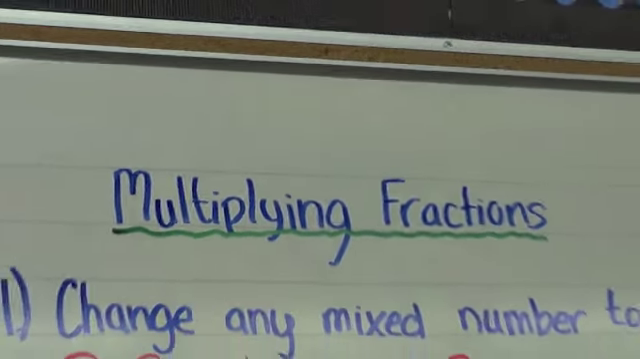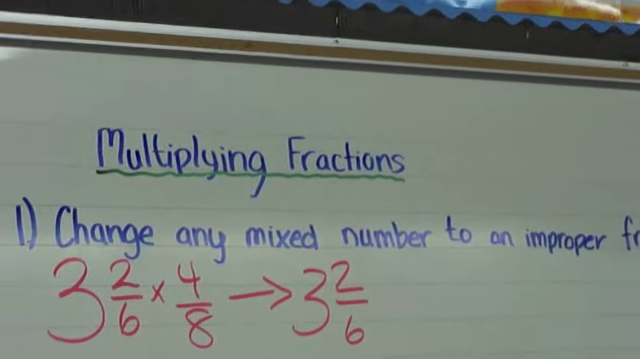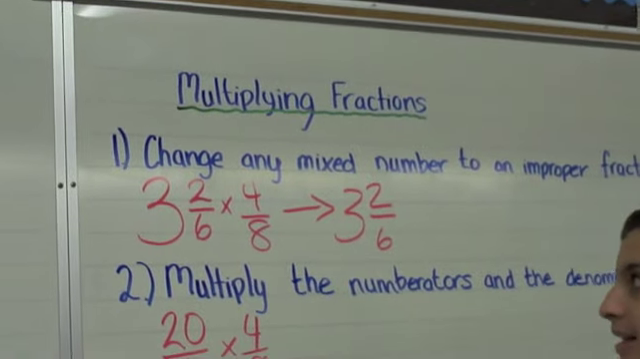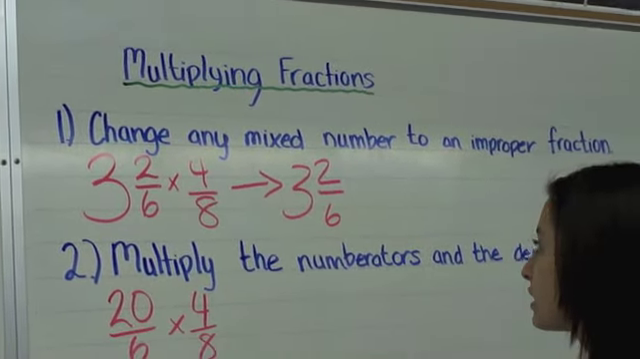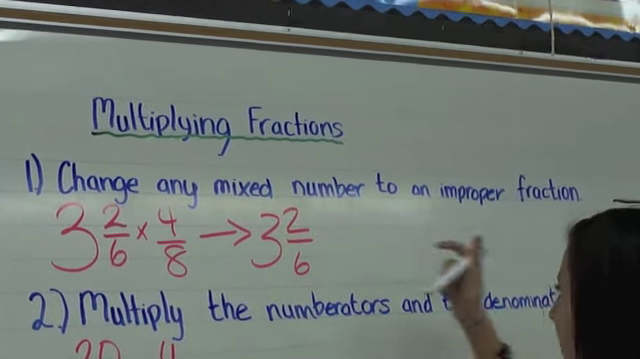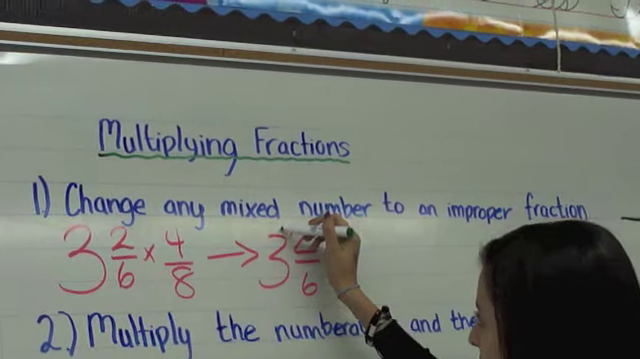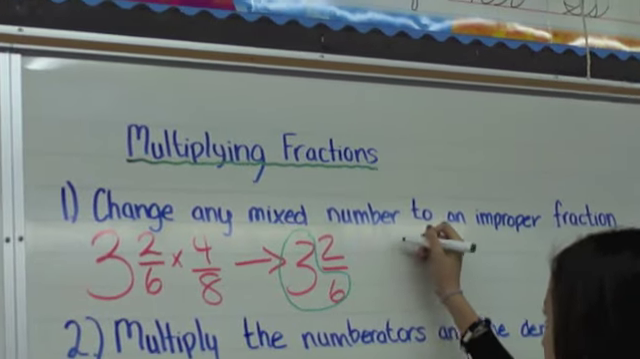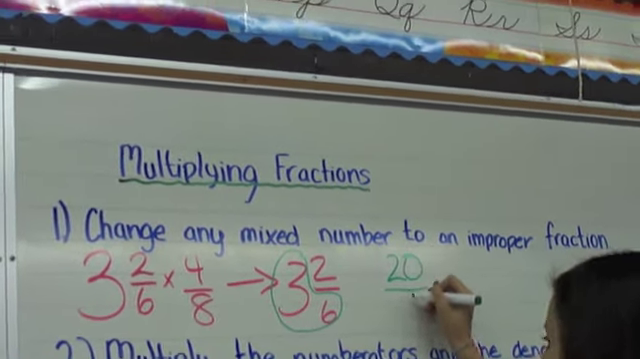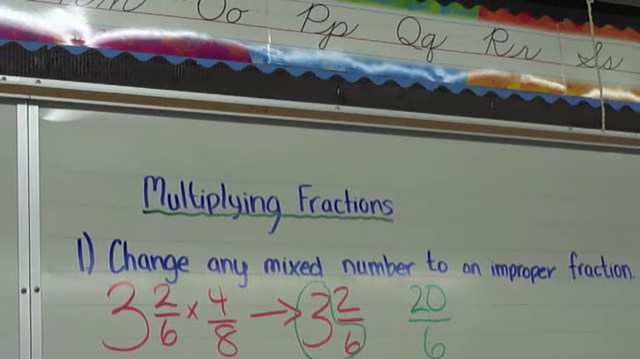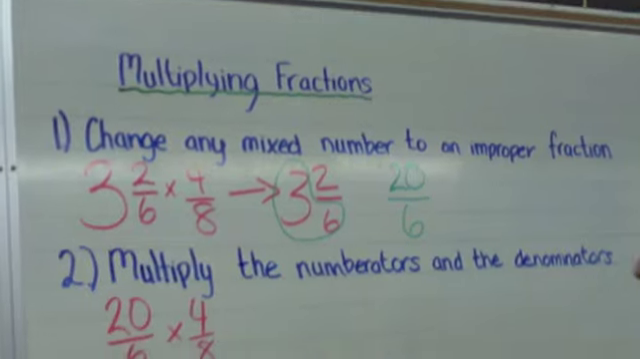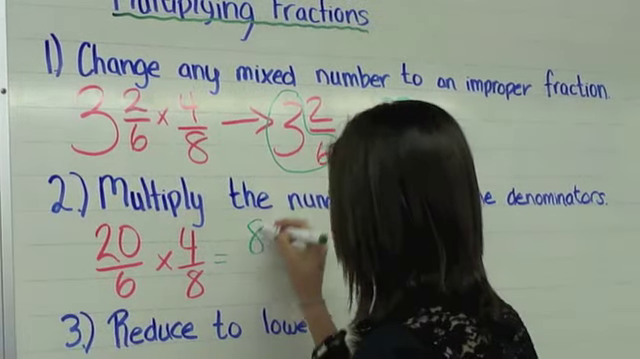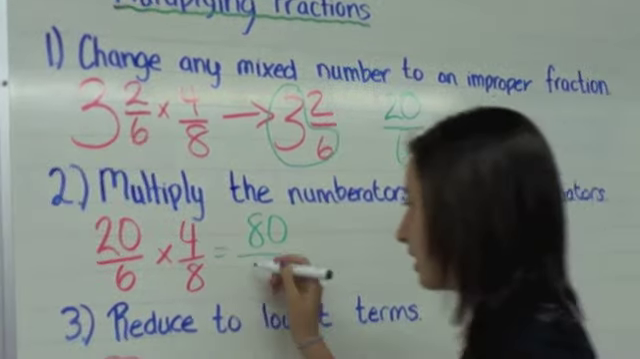Multiplying fractions. The first step is to change any mixed number to an improper fraction. Our equation is 3 and 2 over 6 times 4 over 8. To get the mixed number to an improper fraction, we multiply the 3 by the 6, which gives us 18, and then add the 2, which gives us 20 over 6. Then we have to multiply the numerators and the denominators. 20 times 4 is 80. 6 times 8 is 48.